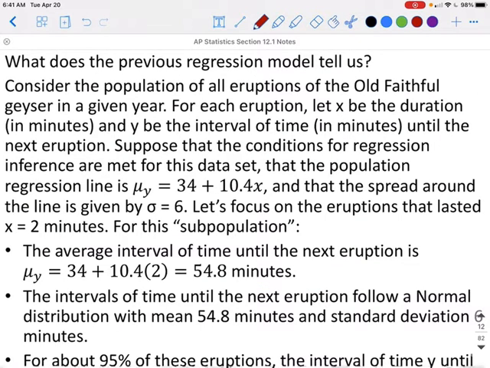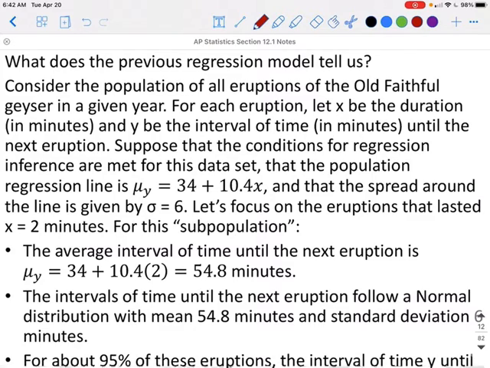What does this previous regression model tell us? Consider the population of all eruptions of Old Faithful Geyser in a given year. For each eruption, let x be the duration in minutes and y be the interval of time in minutes until the next eruption. Suppose that the conditions for regression inference are met for this data set, that the population regression line is mu sub y equals 34 plus 10.4x, and that the spread around the line is given by sigma equals 6.